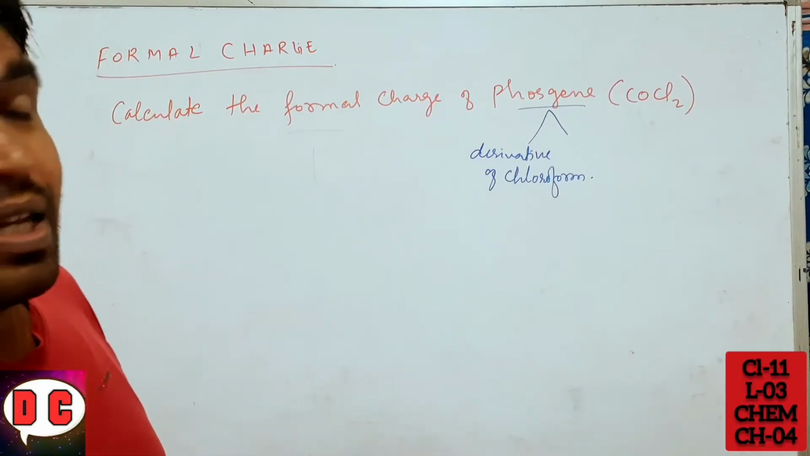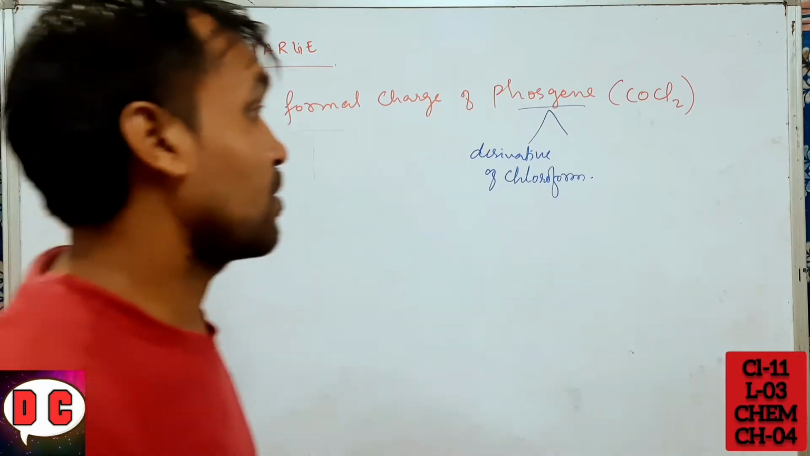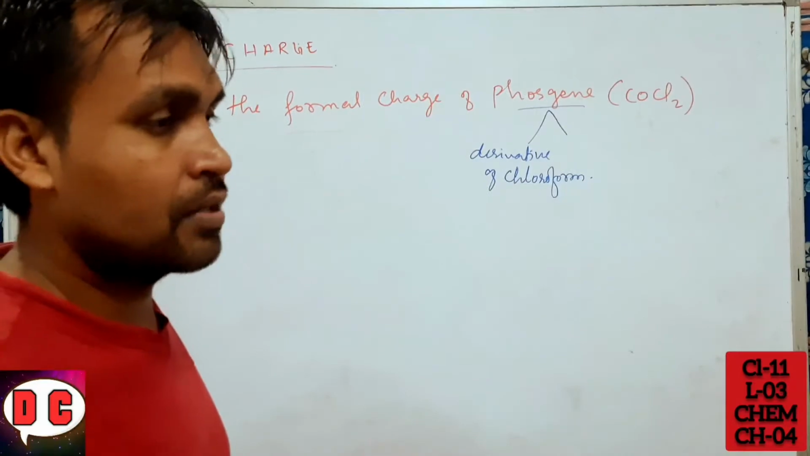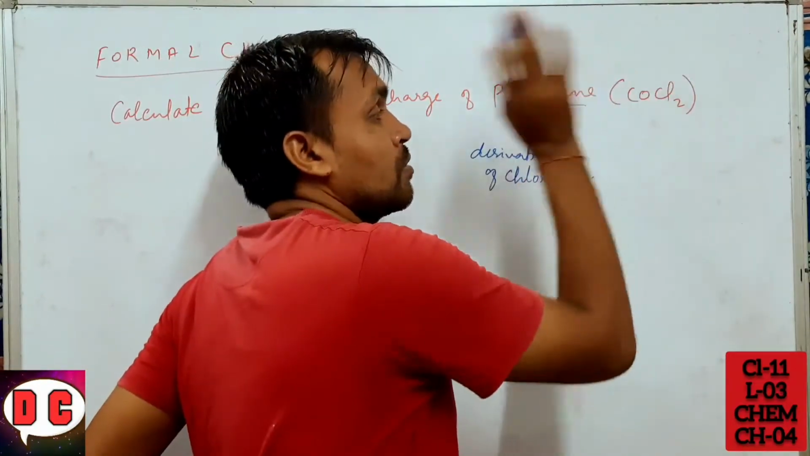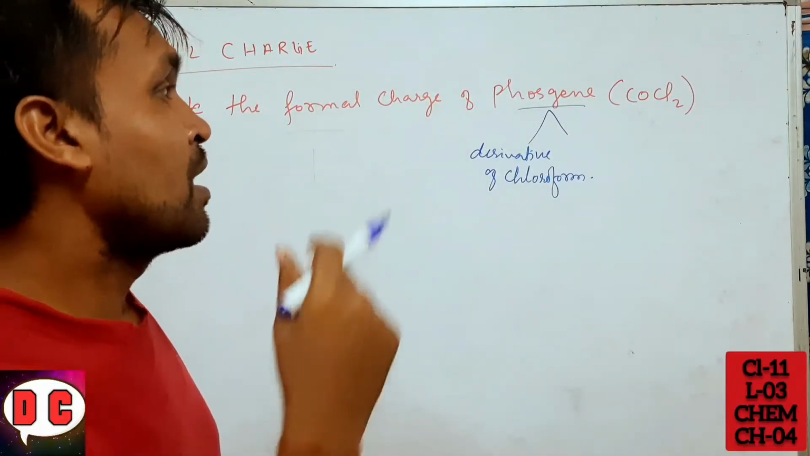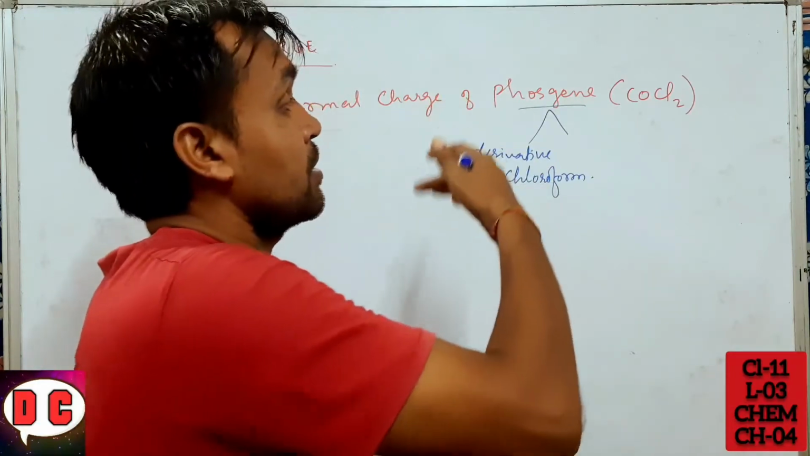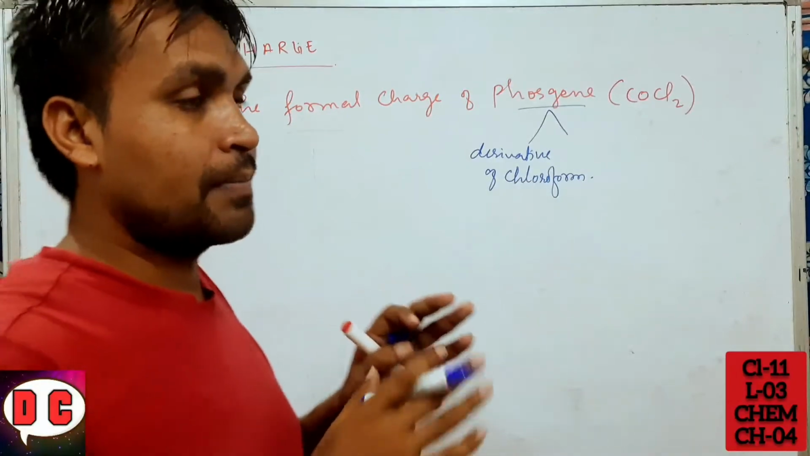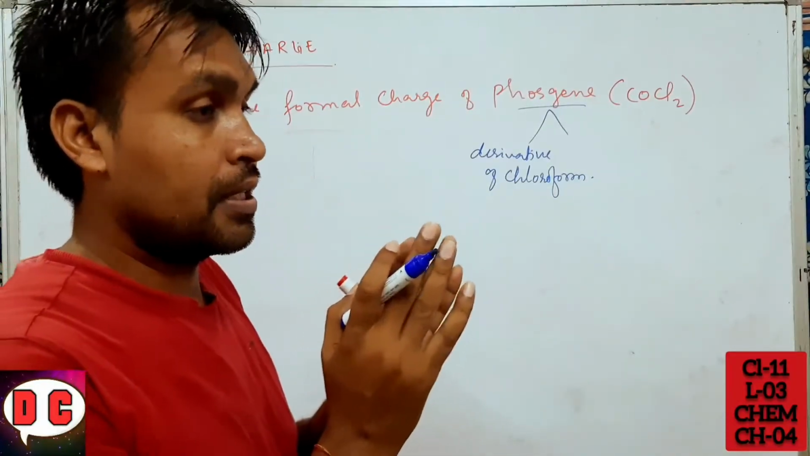When chloroform is oxidized, when chloroform comes in contact with atmospheric light or atmospheric conditions, it changes into phosgene. When chloroform comes in contact with sunlight, it changes into phosgene. That is the reason chloroform is not kept in a transparent bottle, you can say a white bottle.